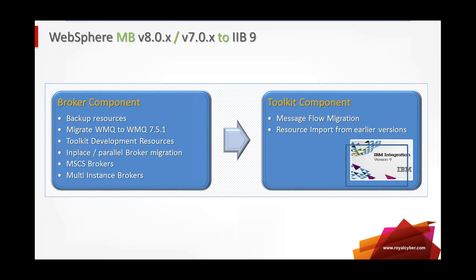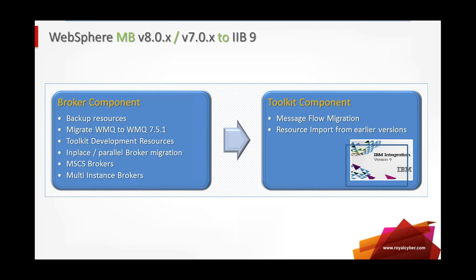If we talk about the broker component, we have listed here the very high-level steps, and we could talk about each step later in the slides. So the first step is basically to back up the resources. Then we have to migrate our WebSphere MQ, the existing version, to the required version, which is 7.5.1 for IIB 9. Then we will talk about the toolkit development resources, and how we can migrate them.